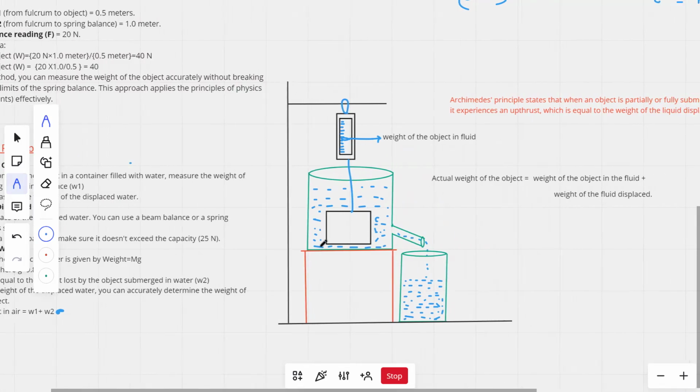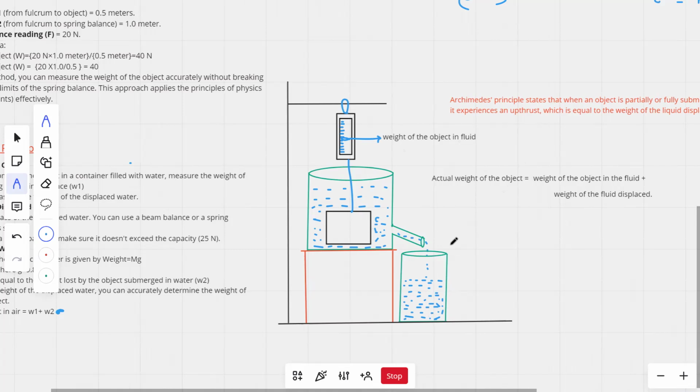Now, according to the Archimedes principle, what is happening here? The weight of the object is acting downwards in the water, and then the upthrust, the water is pushing the object upwards. Because of this upthrust, some water is displaced. Am I right? So the weight of this displaced water is equal to the upthrust. So the total forces we can find out now: the actual weight of the object is equal to the apparent weight of the object plus the weight of the water displaced by the object.